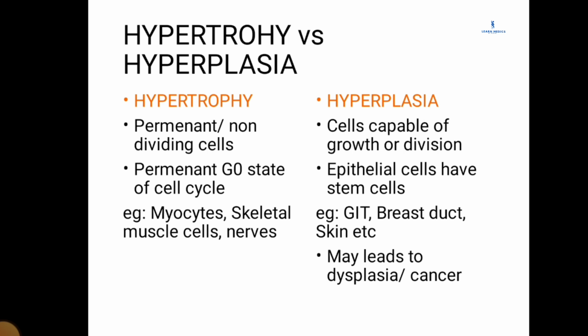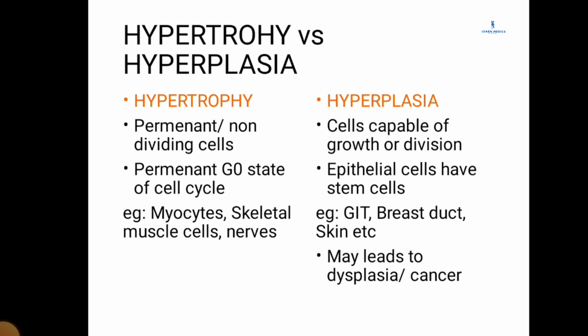And what about hyperplasia? In conditions of hyperplasia, cells are capable of growth or division. It occurs mainly in stem cells or epithelial cells, meaning epithelial cells have stem cells. Examples are the GIT, breast duct and skin. In the GIT, a number of cells are dividing and multiplying. Also in skin, lots of dead cells are going and new cells are appearing. It may lead to dysplasia or cancer. That's all about hypertrophy and hyperplasia. We have discussed everything on hypertrophy and hyperplasia.